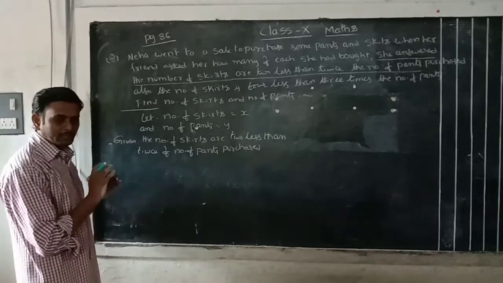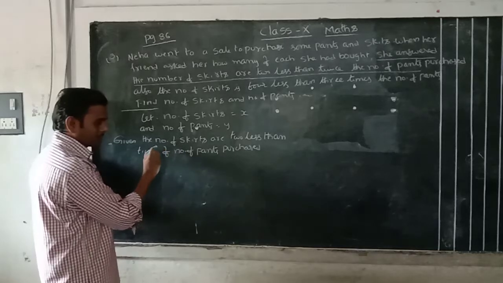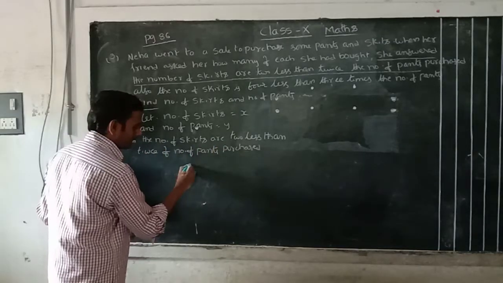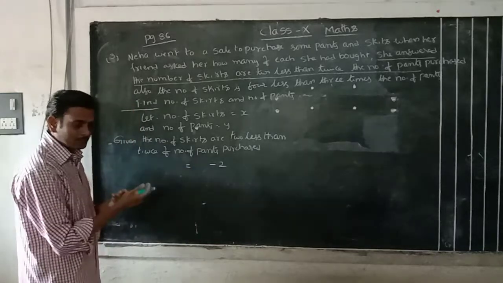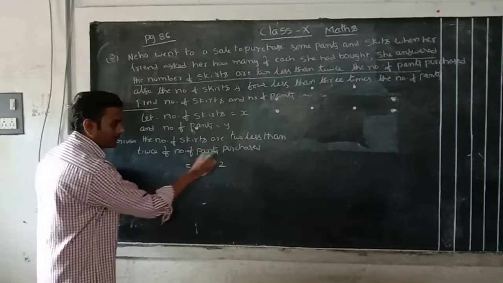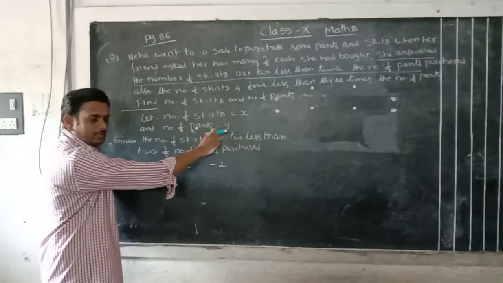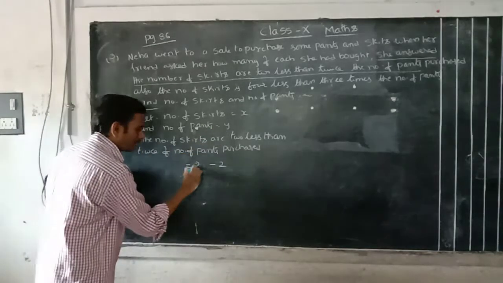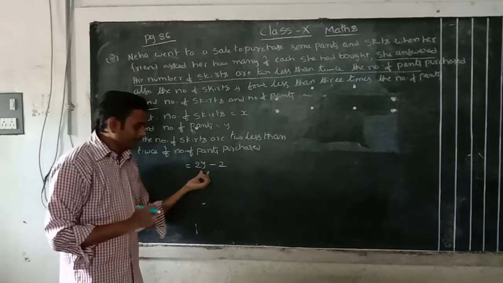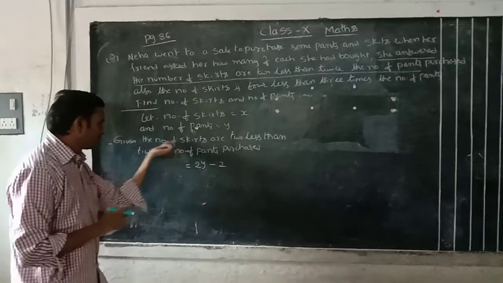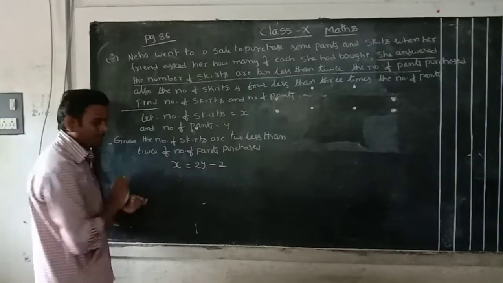I want to say about the skirts. What is she saying? 2 less than means we have to subtract 2 from which one? From twice the number of pants. Pants, how many here? y. Twice means 2y. Twice the pants less 2, what do we get? The number of skirts. The number of skirts is x.